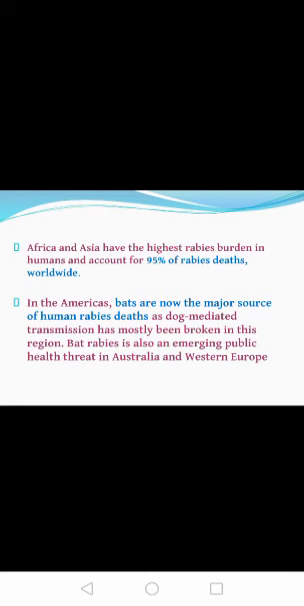Africa and Asia have the highest rabies burden in humans and account for 95% of rabies deaths worldwide. In the Americas, bats are now the major source of human rabies deaths, as dog-mediated transmission has mostly been broken in this region. Bat rabies is also an emerging public health threat in Australia and Western Europe.